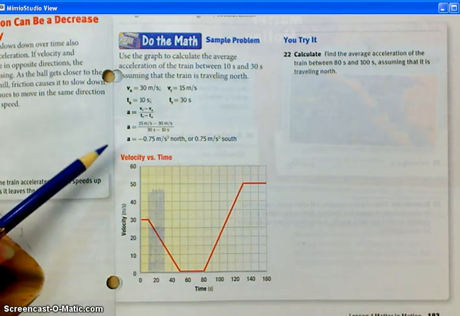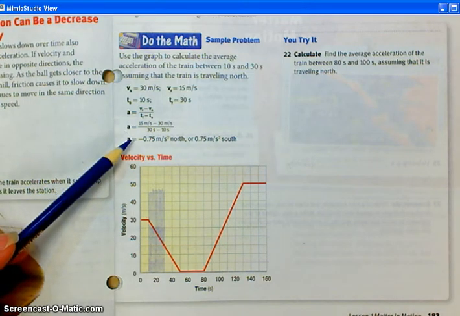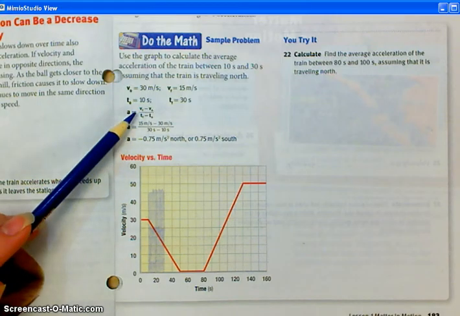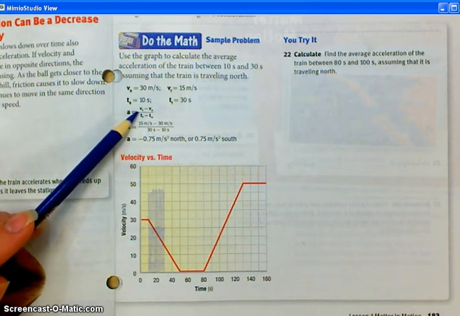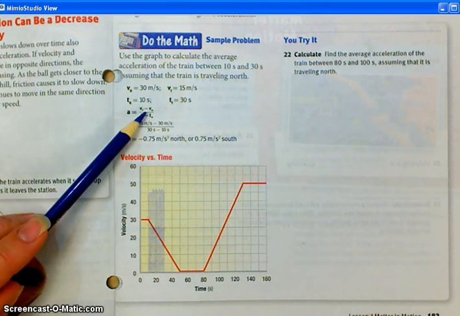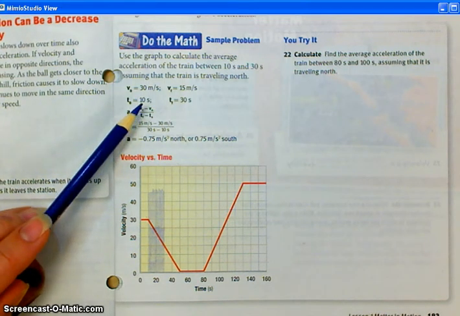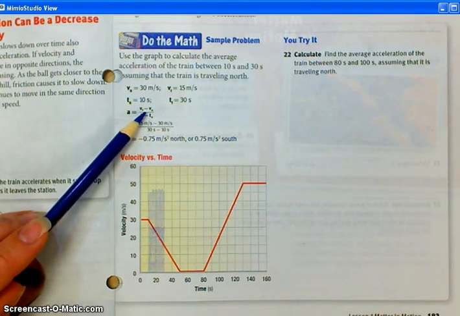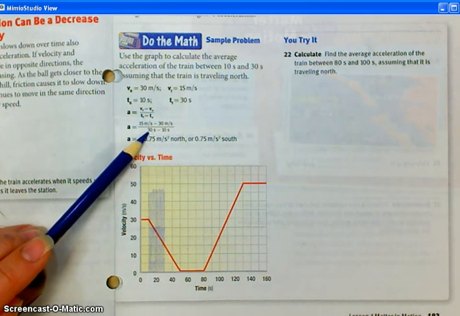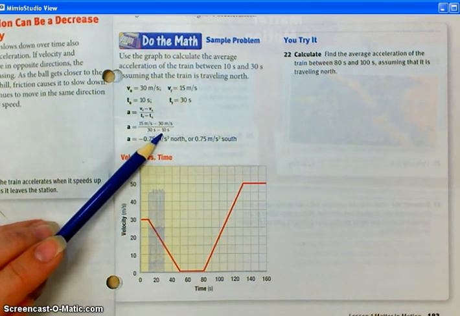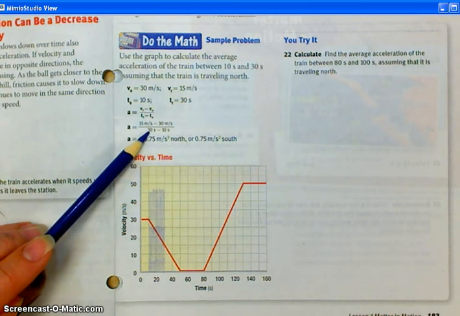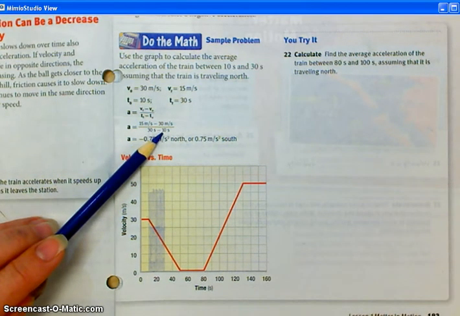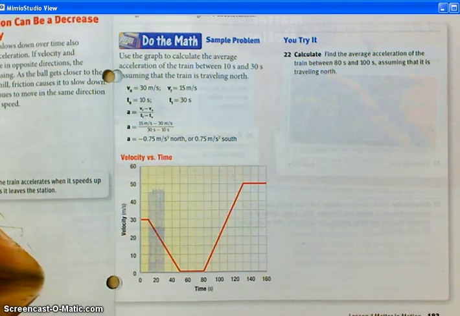So, if you look at the math up here, I know it's kind of hard to see on my copy, but you should be looking at your copy. Your final velocity is 15, and your starting velocity was 30. 15 minus 30 gives you a negative number. It gives you negative 15. Okay? Down at the bottom, the time. The final time was 30. The beginning time was, sorry, the final was 30 and beginning was 10. That's a difference of 20.